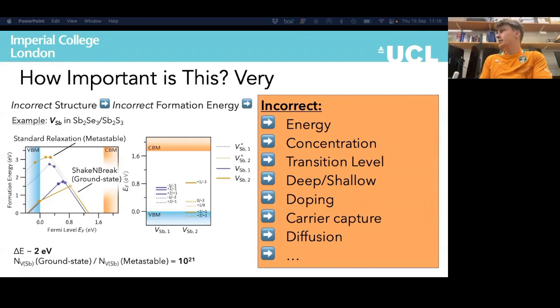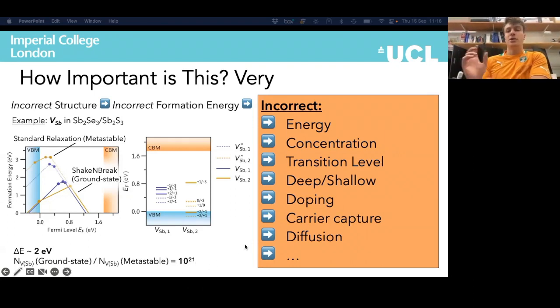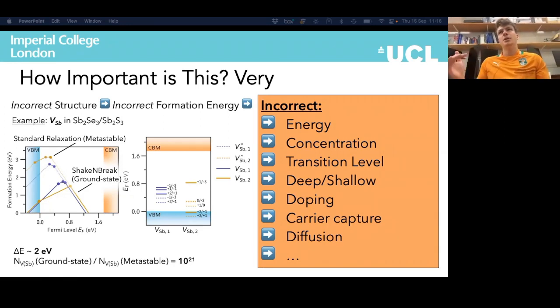You can see that this qualitatively alters the transition levels in this material, and such a large energy change would constitute up to like 20 orders of magnitude difference in the concentration of that defect species in your material. Again, that's due to the exponential dependence of defect concentration on the formation energy. So small changes in the formation energy can have pretty significant effects on the actual concentrations that you're predicting in the material.